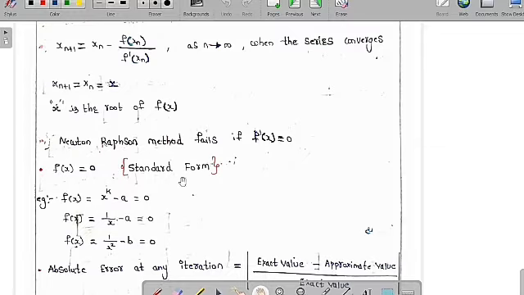Always f of x is equal to 0. This is called the standard form in which we write the function f of x. Suppose there is a function f of x is equal to x to the power of k minus a is equal to 0. A function can be in this format, or f of x is equal to 1 by x minus a, or f of x is equal to 1 by x square minus b is equal to 0. All these are non-linear functions. Therefore the function should always be non-linear, so that we can easily do the simplification.